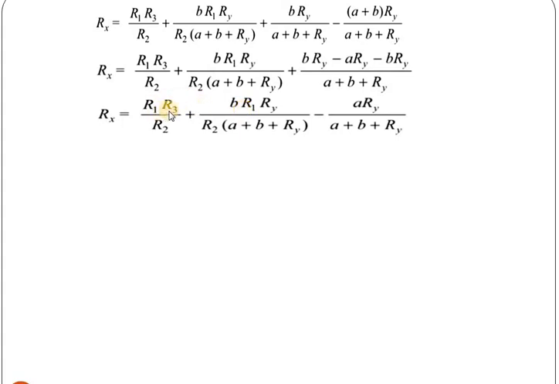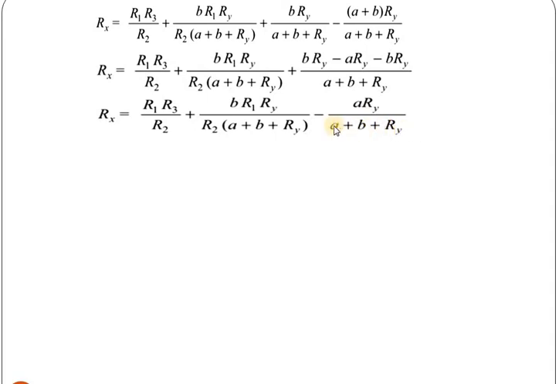R1 R3 by R2 plus B R1 Ry by R2 into A plus B plus Ry. These two remain the same, whereas here we are remaining with the minus ARy by A plus B plus Ry. So in the place of the positive sign we got the negative, so minus ARy by A plus B plus Ry.